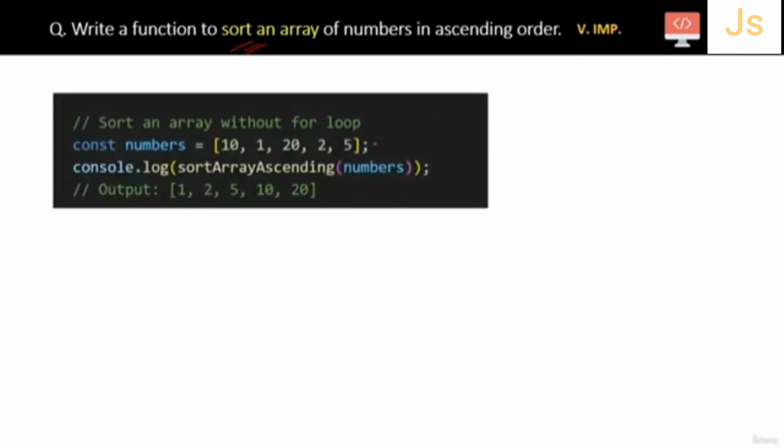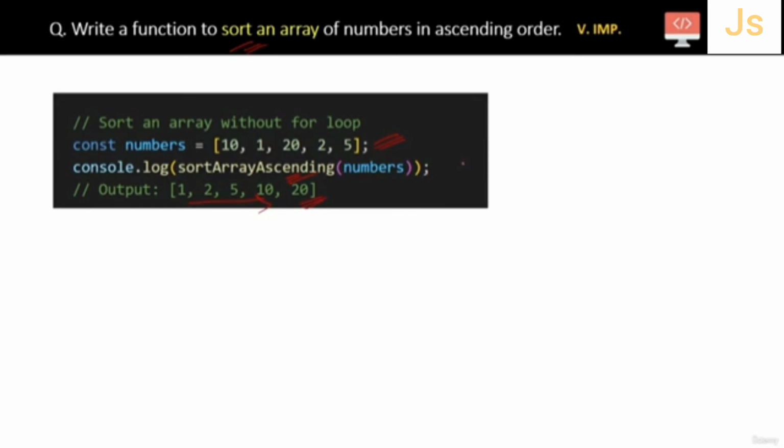Write a function to sort an array of numbers in ascending order. Very important question and very tricky also. For example, we have an array of numbers like this. Now we have to create the method that will give the output as the sorted array in ascending order. In this case, output should be like this. Now, maybe you will say that we will directly use the sort method. Okay, and that's it. But that is wrong actually.